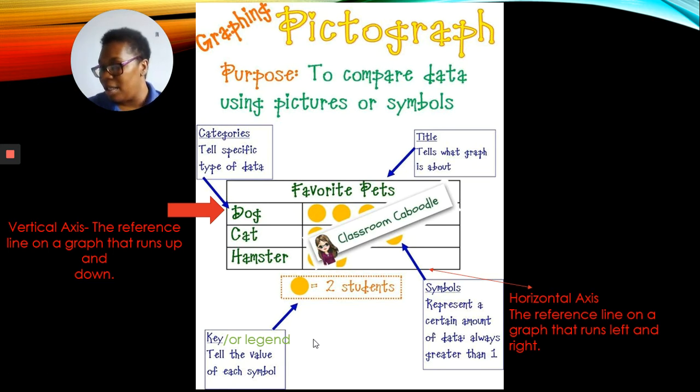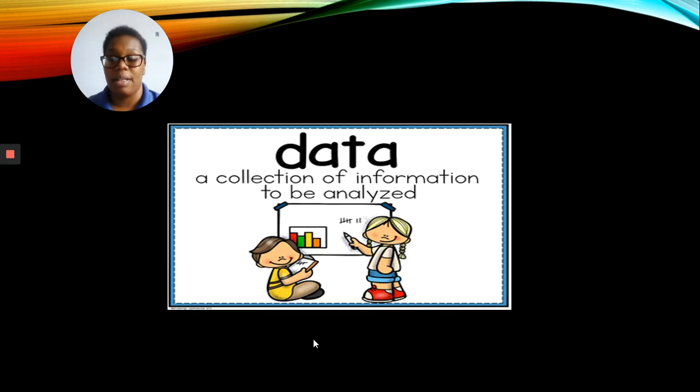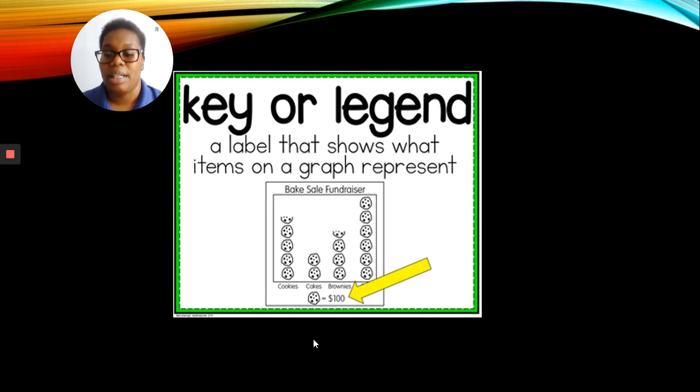All right. So let's take a look at more vocabulary. You have data, a collection of information to be analyzed. Some people say data, some people say data. You know what it is. A collection of information to be analyzed. Key or legend is a label that shows what items on a graph represent. As you see this arrow right here, this cookie represents $100. Okay, moving on.